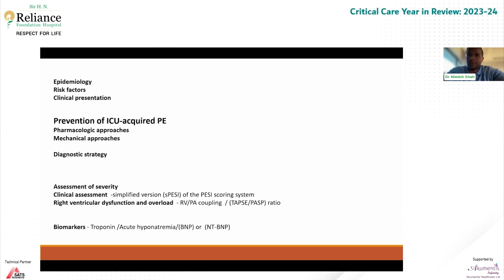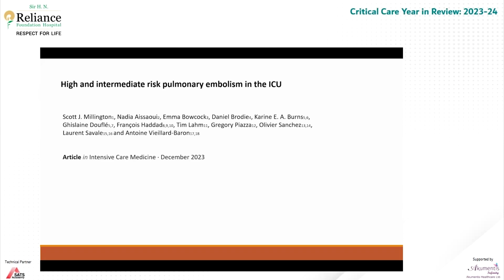High risk patients were those having end organ perfusion defect or severe hypotension. The intermediate risk group they divided into high intermediate and low intermediate on the basis of troponin and echocardiography. Sir, this is the article about high and intermediate risk pulmonary embolism in the ICU.